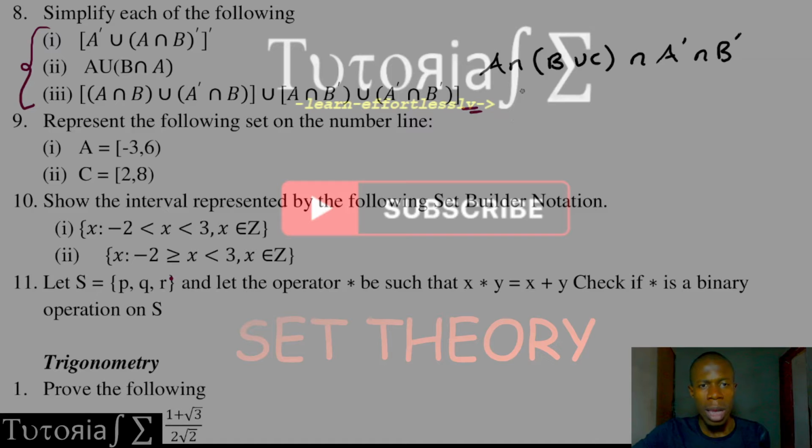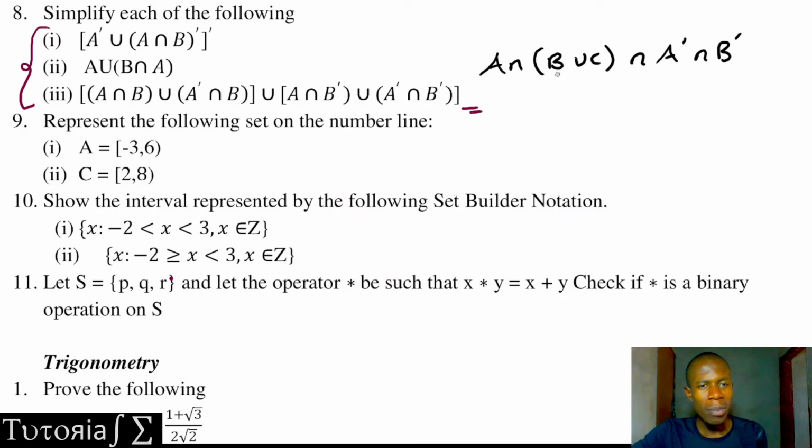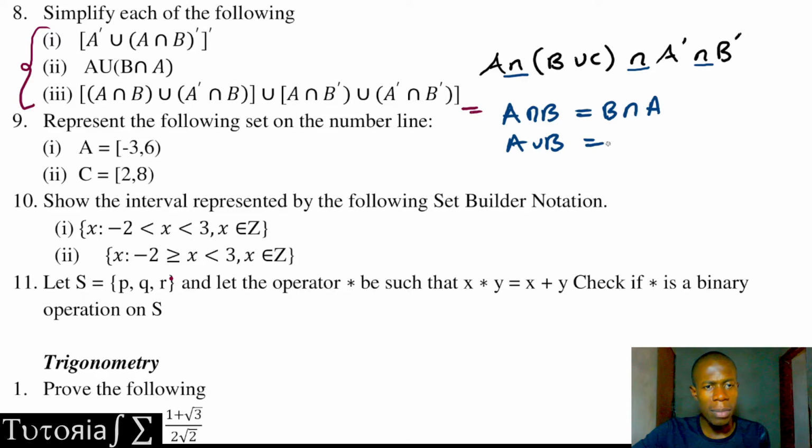So now, for this question, what you were supposed to note is, first of all, the intersections. We have an intersection here, and an intersection there. What we know about intersections is that they are commutative. That is, if you have A intersection B, this is equal to B intersection A. The same applies for unions. If you have A union B, this is the same thing as B union A.